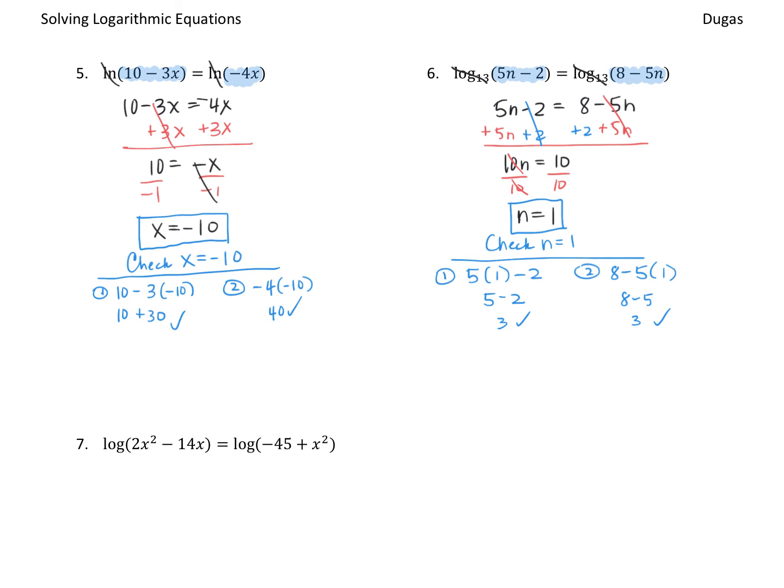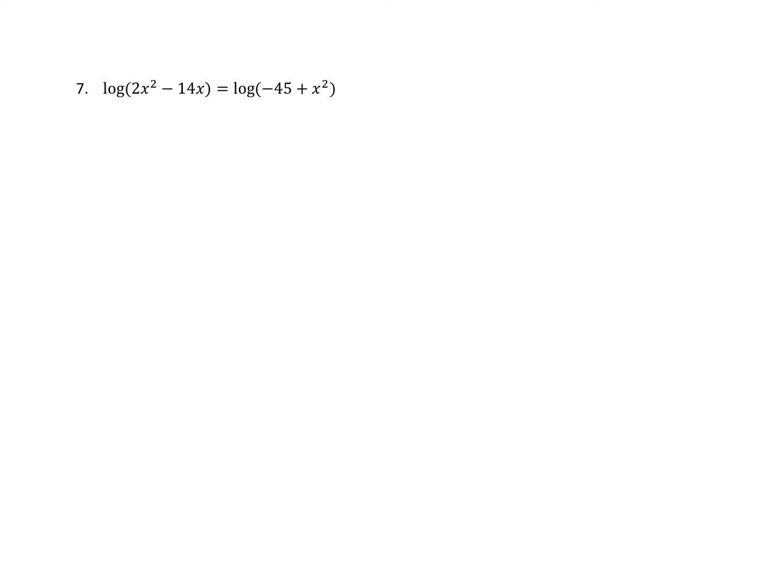So in a way, these are easier, right? If you have two logarithms, one on each side, it's kind of easier because all you have to do is cancel them out.